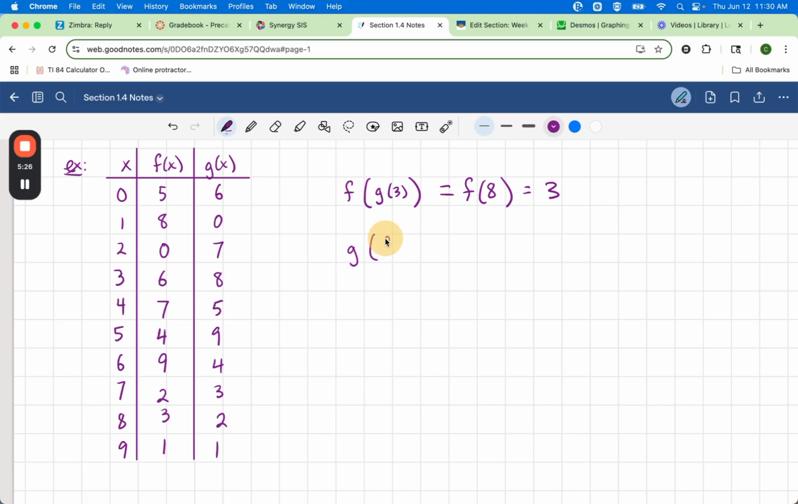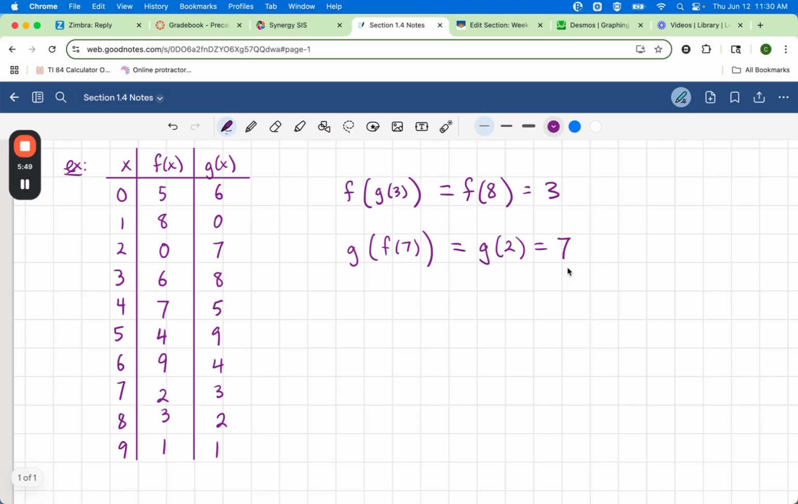g of f of 7. So I go down to 7 on my x, right here. Now I do f of 7. f of 7 is 2. So now I'm basically finding what g of 2 is. Well, that's coincidence. g of 2 is 7.